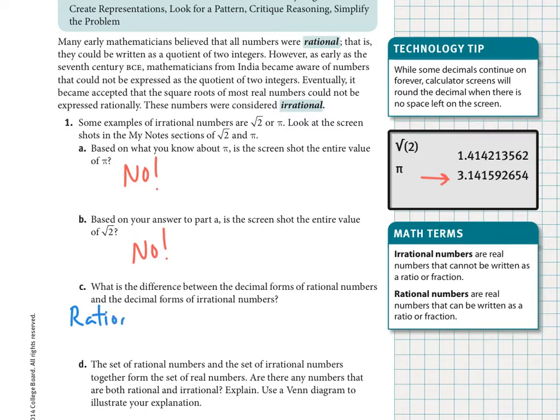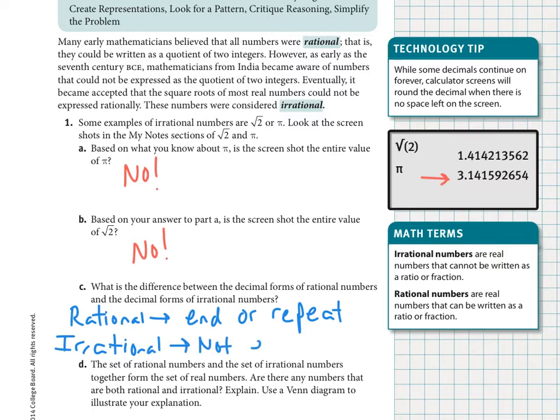So rational, the decimal must end or repeat, while irrational is just the opposite. Does not end or repeat.